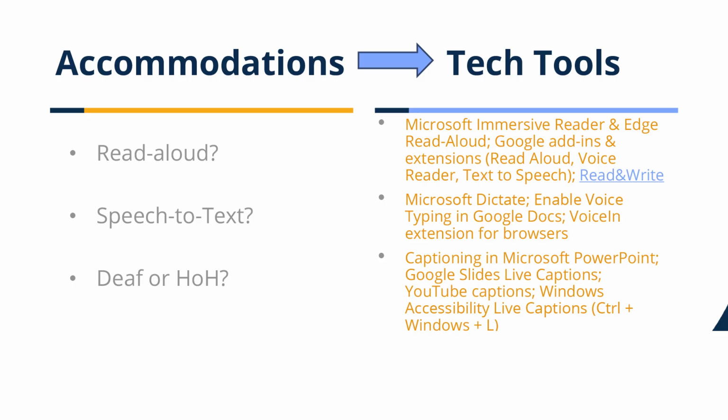And if you are using Windows devices, in the accessibility tools in Windows, you can turn on live captions, or you can use the shortcut, Control Windows L. It turns on captions, and any words that come out of your computer will be automatically captioned. So any sounds, any language that comes from the computer will be captioned there.